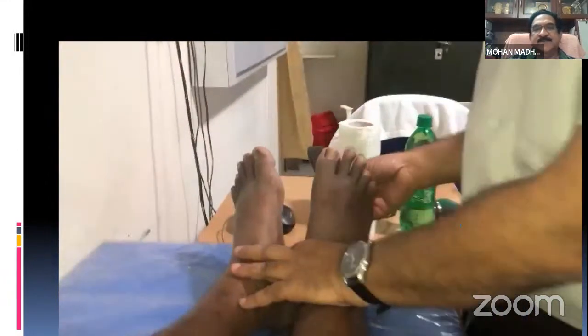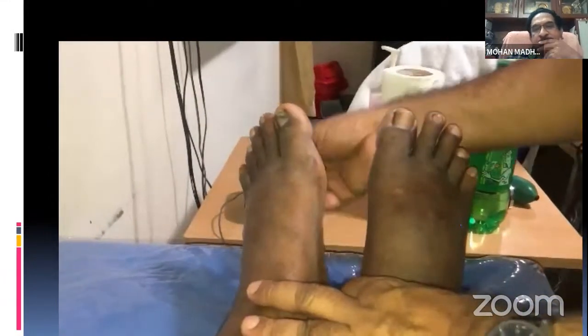Plantar is indefinite. From the sensory system, touch is impaired over the distal part of both the lower limbs. Upper limbs it was normal.